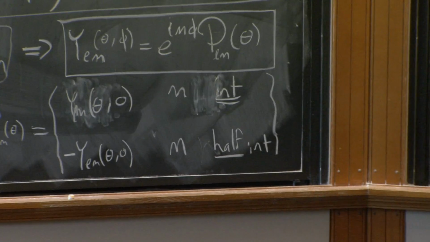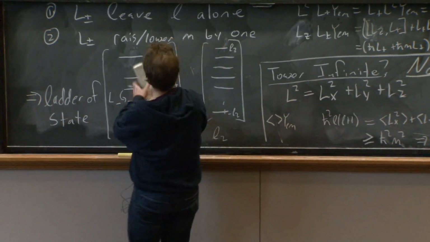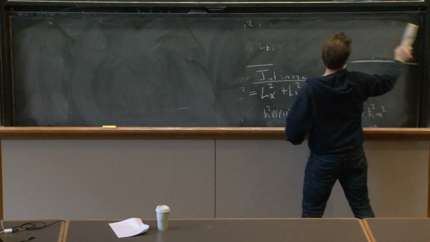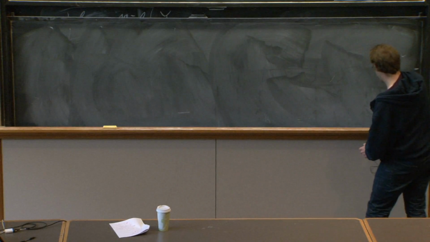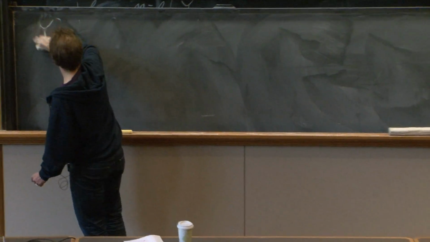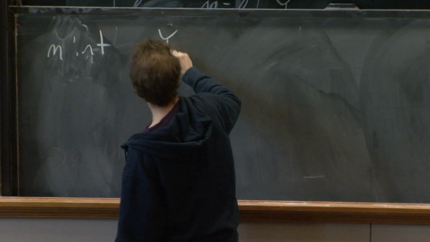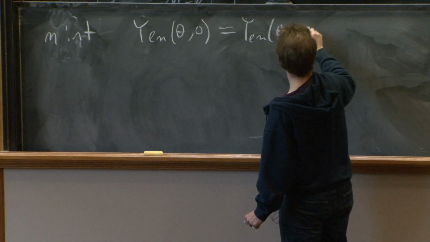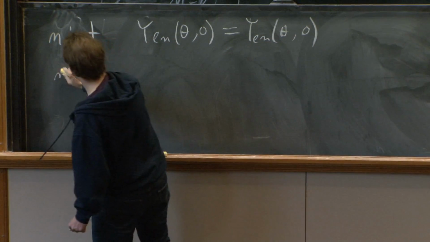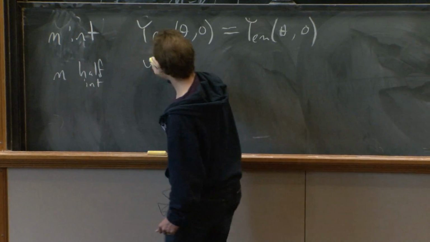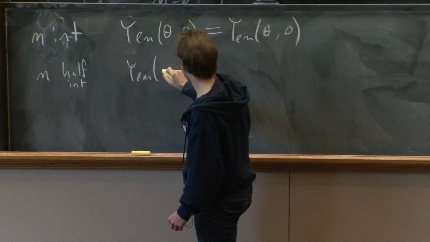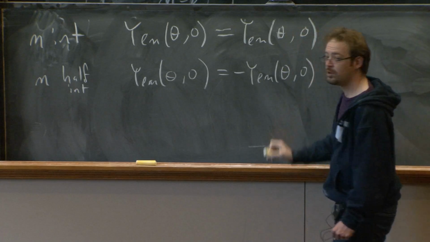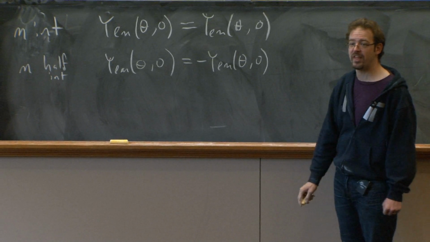Okay? So let me say that again with different emphasis. What this tells us is that Y_lm as a function of the coordinates theta and phi, let's take m as an integer, Y_lm at theta and 0 is equal to Y_lm at theta and 0. Right? That's good. But if m is a half integer, then Y_lm at theta and 2 pi, which is the same point as Y_lm at theta and 0, is equal to minus Y_lm at theta and 0. That's less good. What must be true of Y_lm of theta and 0?